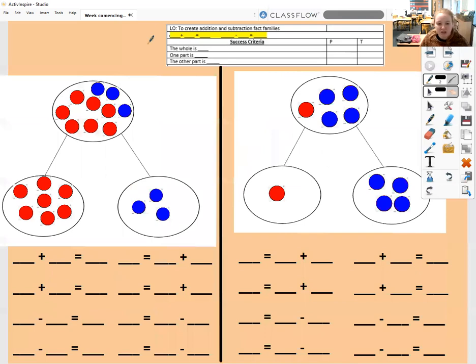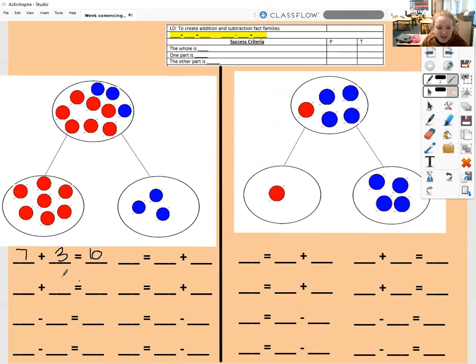Brilliant. Let's go through this one together, and then you're going to try this one on your own. So let's count our whole. 1, 2, 3, 4, 5, 6, 7, 8, 9, 10. So in an addition number sentence, I know my whole is going to go here. So 10. And my two parts are 7 and 3. So my first part is 7, and my other part is 3. 7 plus 3 equals 10. My first part plus my other part equals my whole.